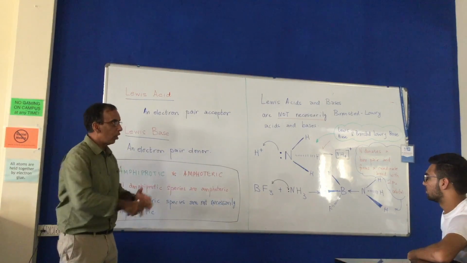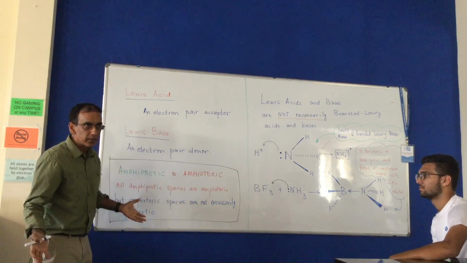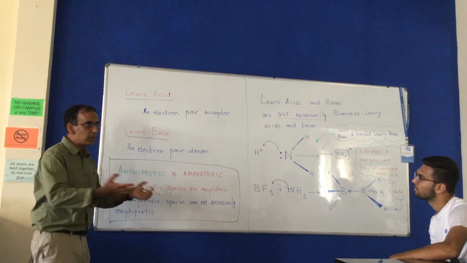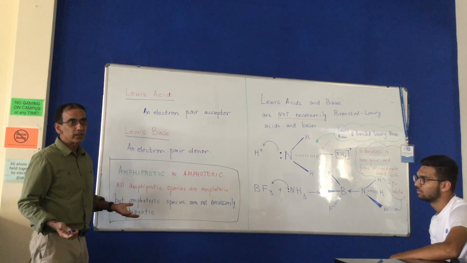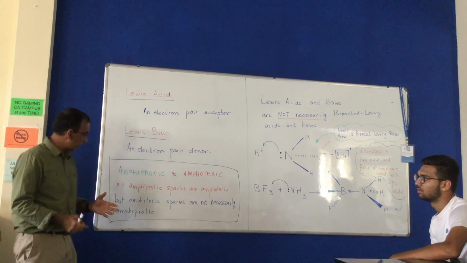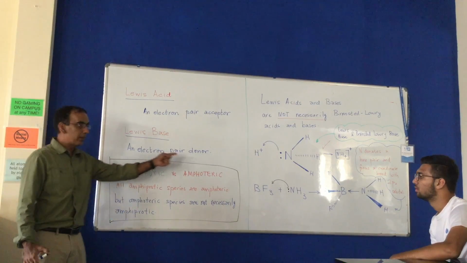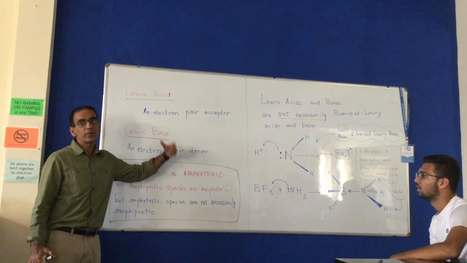So, it's like all Indian citizens belong to planet Earth. But if you belong to planet Earth, it doesn't mean that you're Indian. It could be an Indian. So it's a situation like that. All amphiprotic substances are amphoteric, but not all amphoteric substances are amphiprotic.